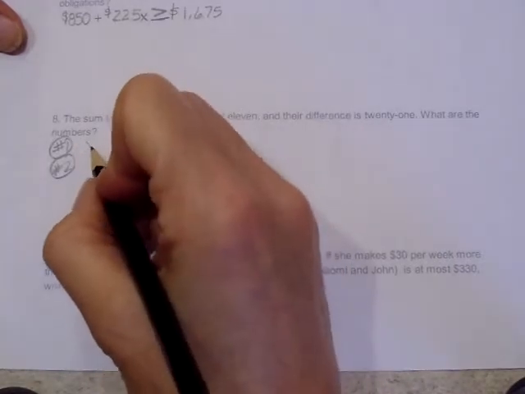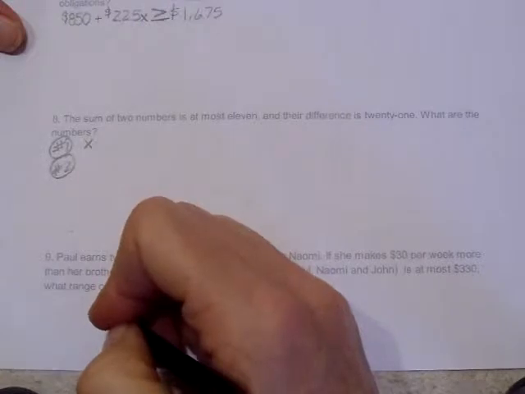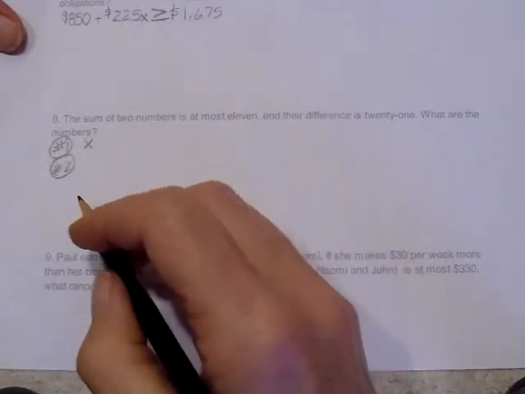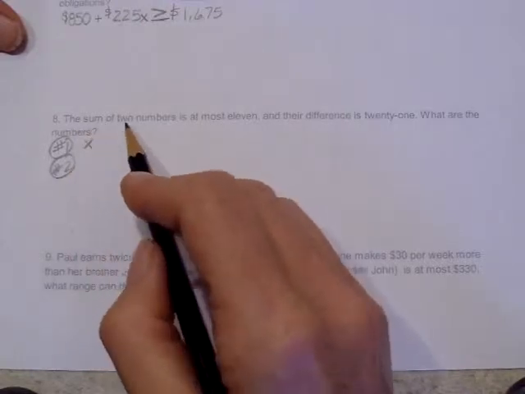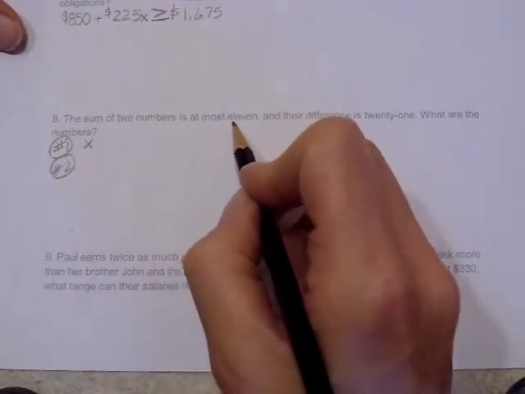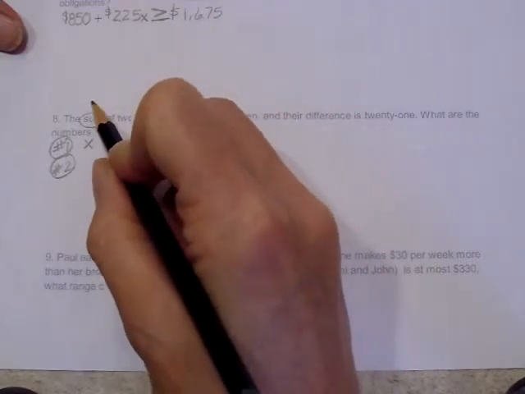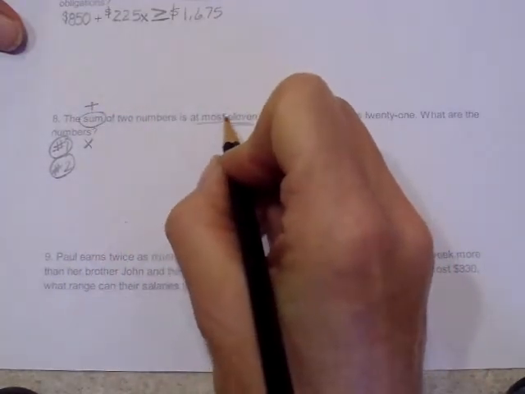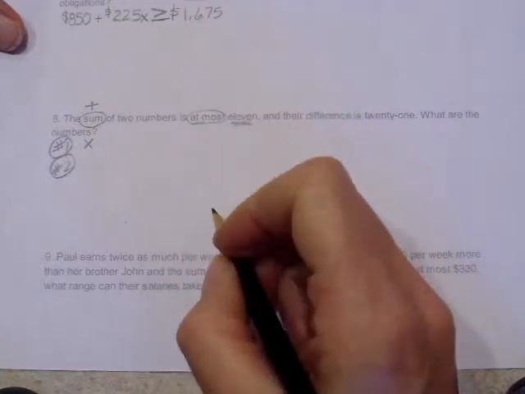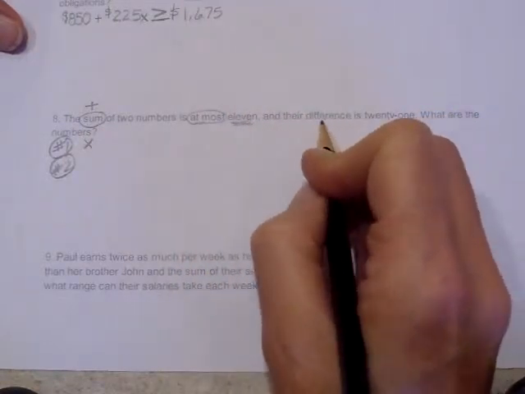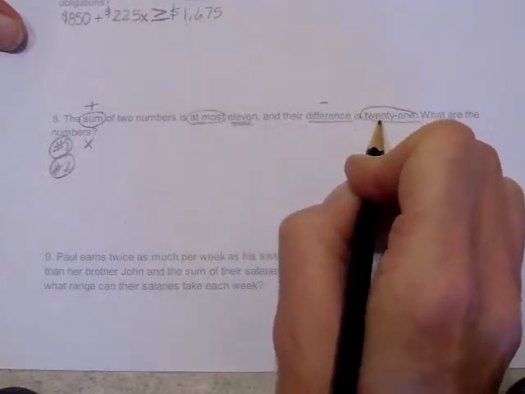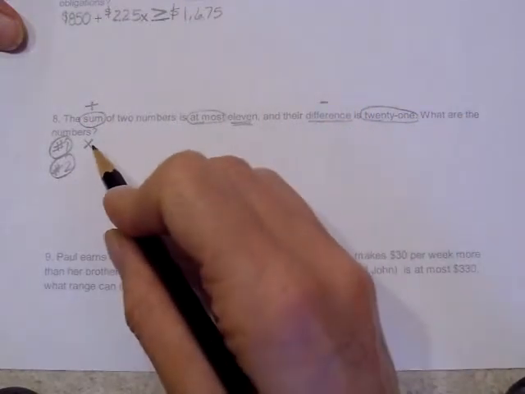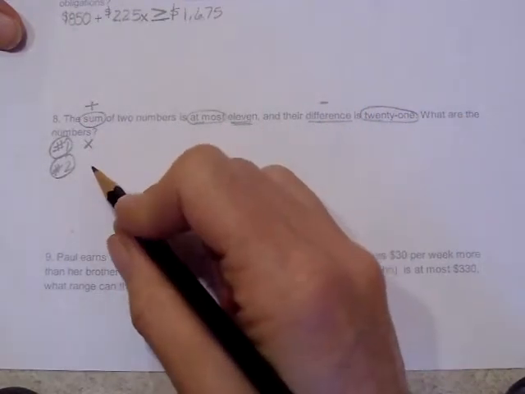Well, one of them can be x. That's a simple way to represent it. But what information do we know to know what we can write number 2 as? How can we write that second one? Excuse me. The sum of two numbers is at most 11. Okay, we got sum, we know is addition, and at most 11. Their difference is 21. We know difference means subtract, and then 21. This here can help us write our x and what else we can represent this as, right?